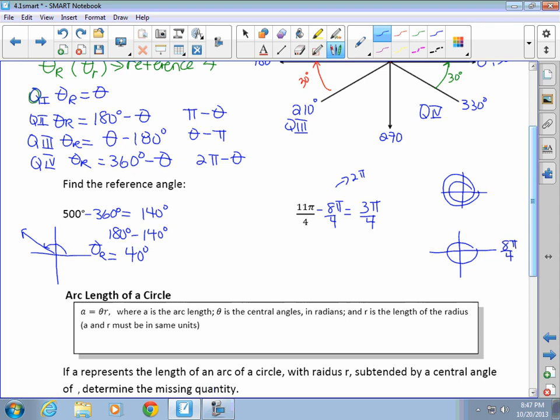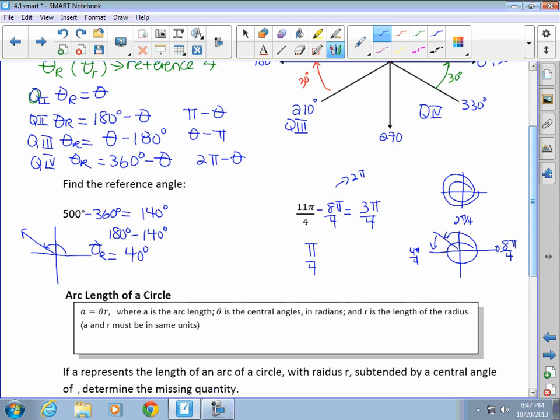is going to put me at, oops, I don't want to forget what I'm doing here. So this was 4 pi over 4. This was 2 pi over 4. So 3 pi over 4 is going to be right in there. So I'm going to go around to there. So that means that my reference angle is the difference from here to there. So my reference angle is going to be pi over 4.